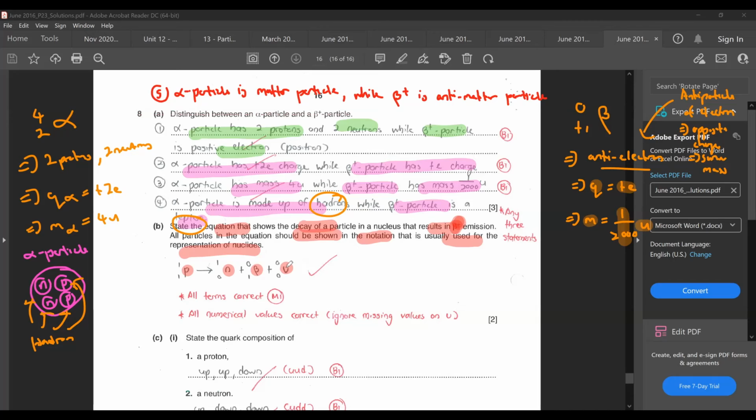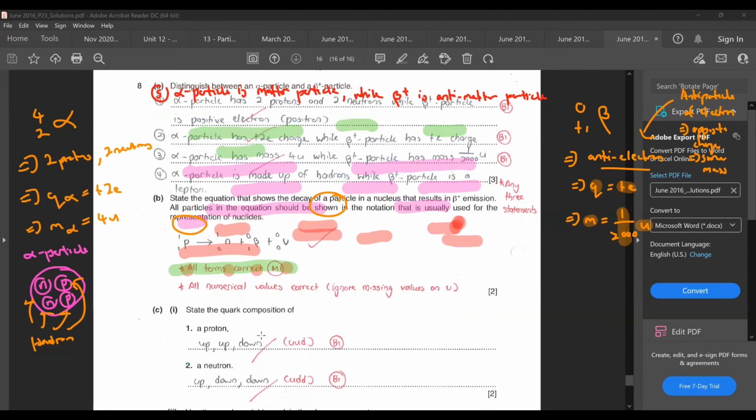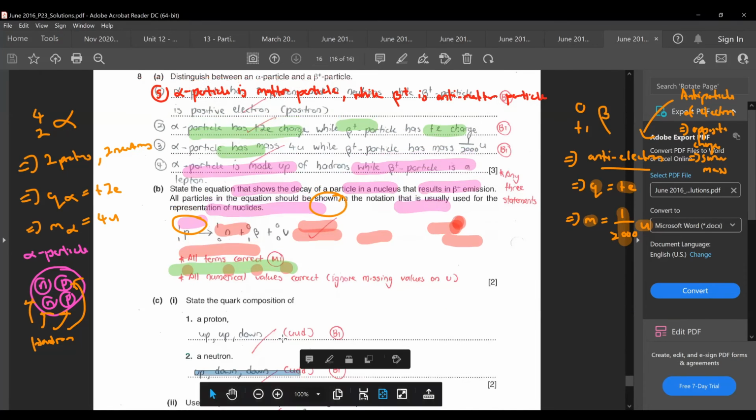Now, sometimes you may notice I don't write the plus sign. If you don't write the plus sign and you just write the 1, it's fine. Sometimes I write plus, sometimes I don't. It doesn't matter actually. If you don't write a plus sign, it's already automatically assumed to be positive. So this one is your correct equation. Proton becomes neutron plus positron plus neutrino. Now state composition of proton and neutron: up, up, down, down. This one, no issues here.